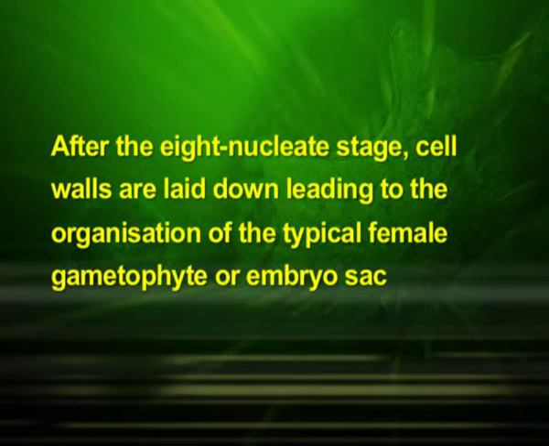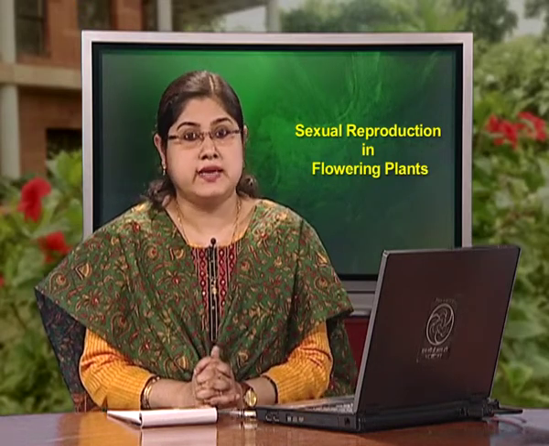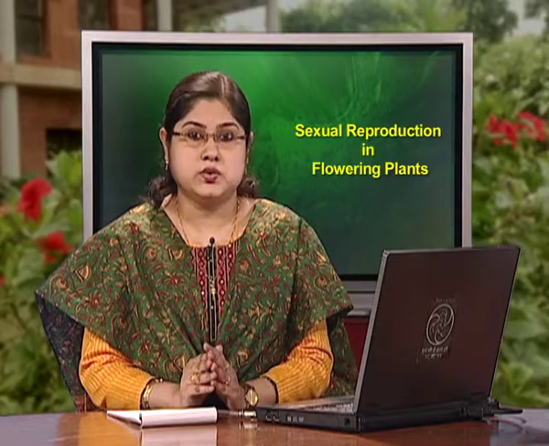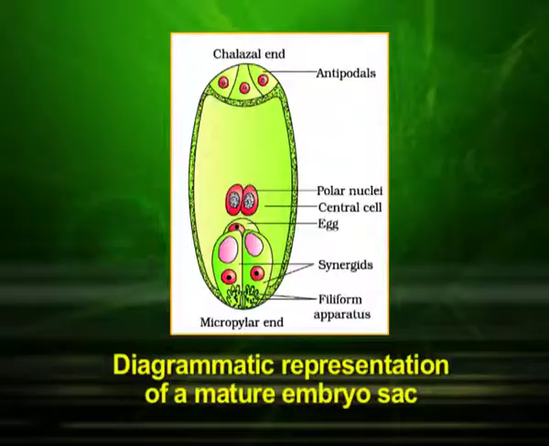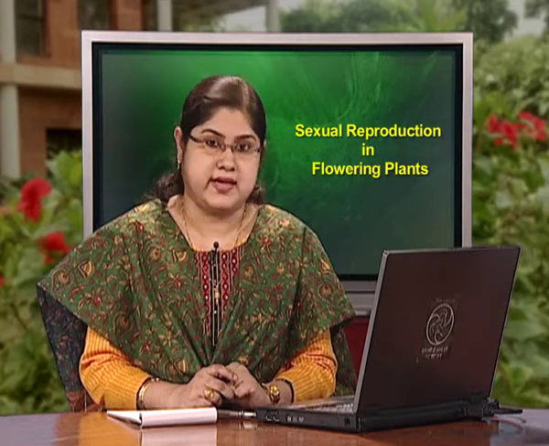After the 8-nucleate stage, cell walls are laid down, leading to the organization of the typical female gametophyte or embryo sac. We can see the distribution of cells inside the embryo sac in the diagram of the mature embryo sac. 6 of the 8 nuclei are surrounded by cell walls and organized into cells. The remaining 2 nuclei, called polar nuclei, are situated below the egg apparatus in the large central cell. There is a characteristic distribution of the cells within the embryo sac.